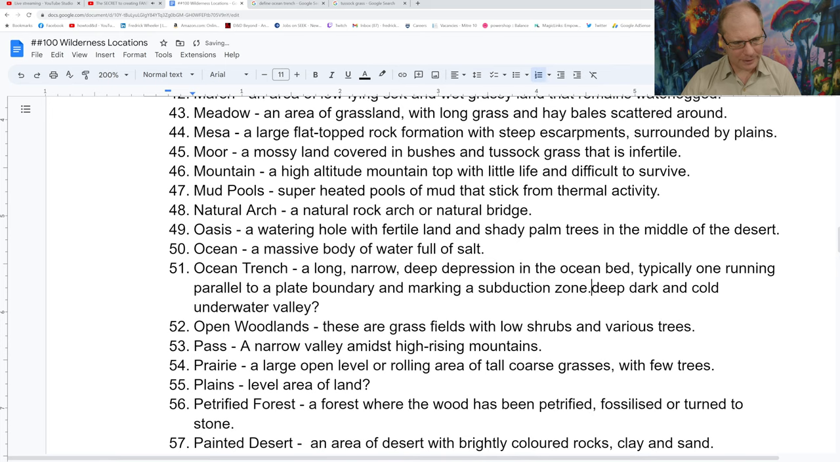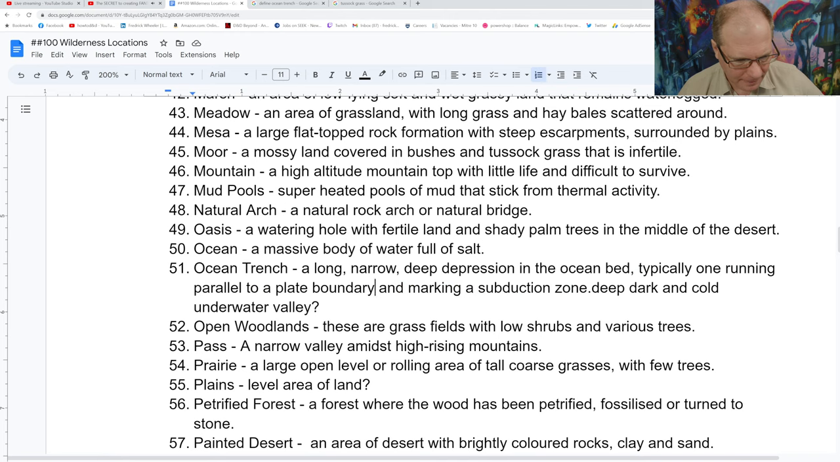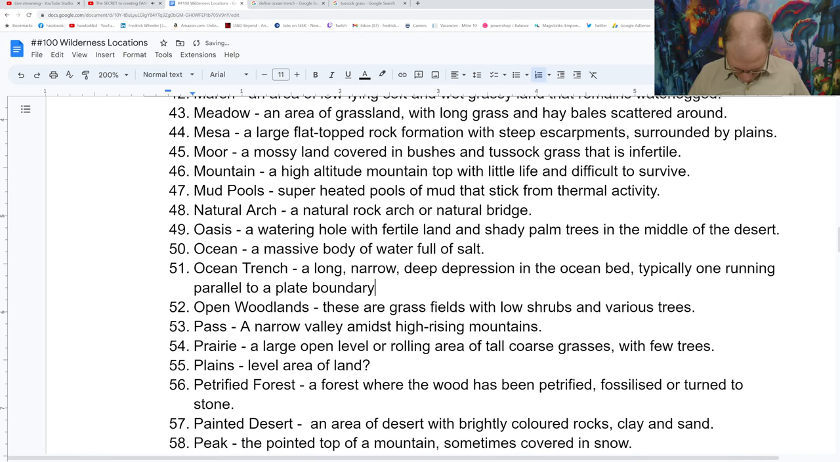We might just expand that just a little bit. A long, narrow depression. Narrow, deep depression in the ocean bed, running parallel to a plate boundary. Okay. I think we'll just relate. I'll replace it with that.